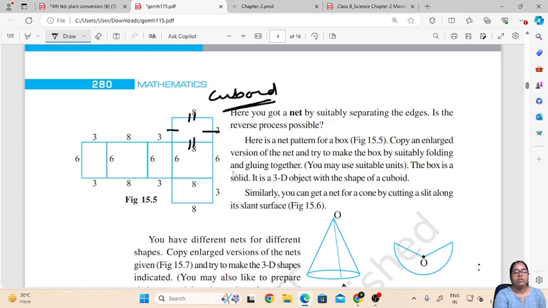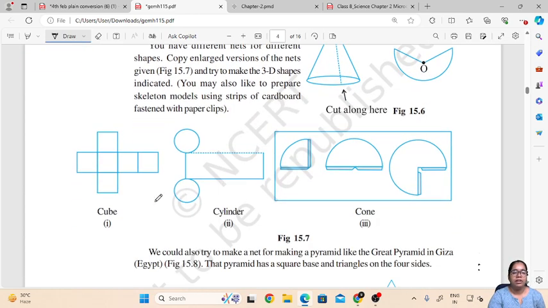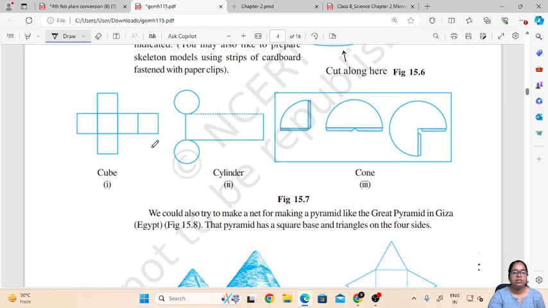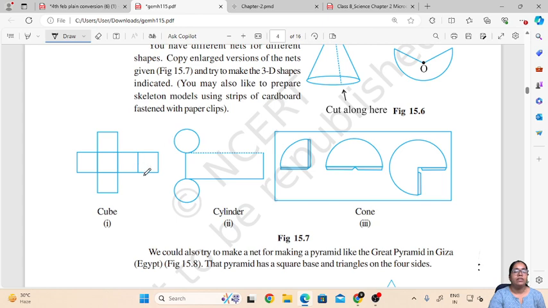So this is a structure of a cuboid. Likewise, we will see the nets of different shapes. Over here, this is a net of a shape called a cube. This is a 2D representation of what? Cuboid. So when you fold this 2D sheet, what you will get is a cube, the 3D shape.